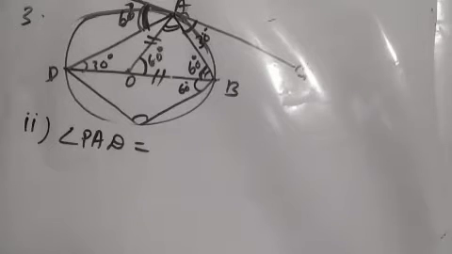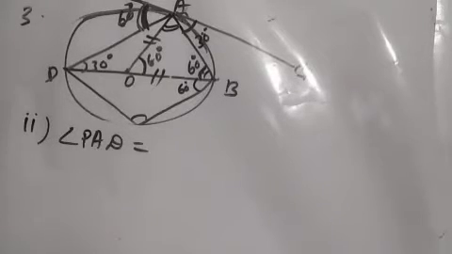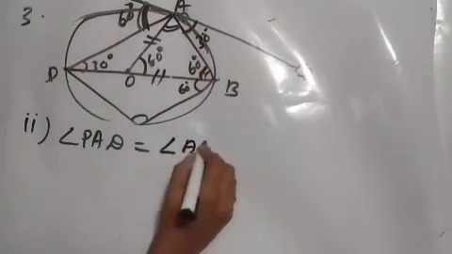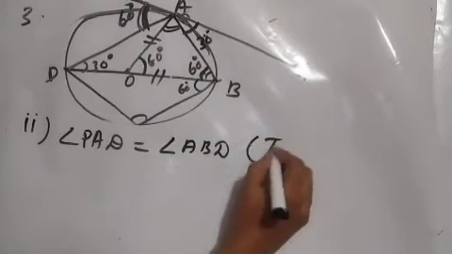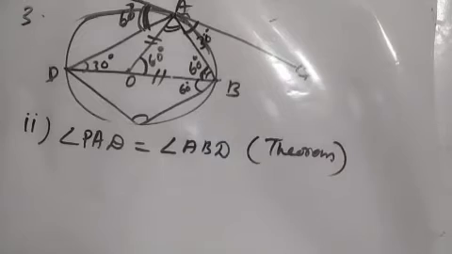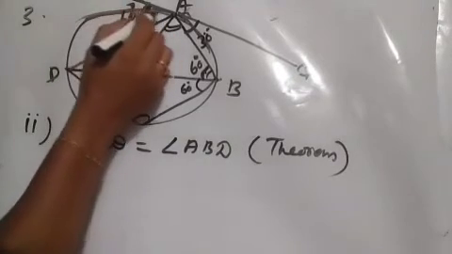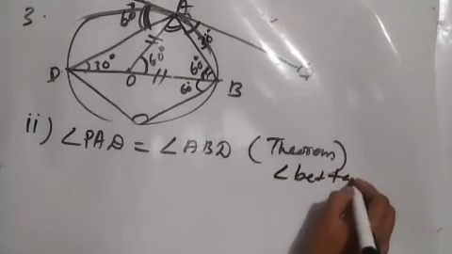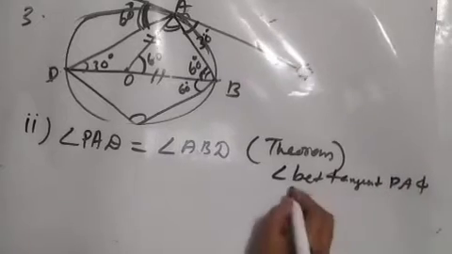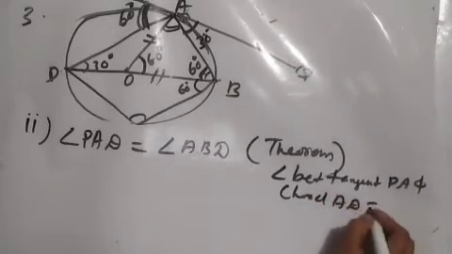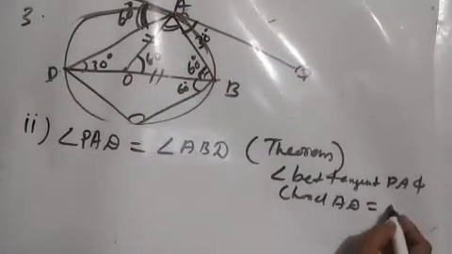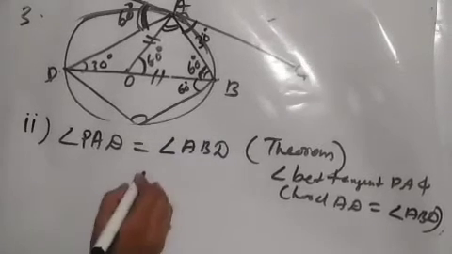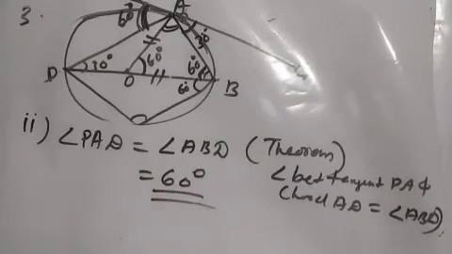That is angle PAD equal to angle in the alternate segment, that is ABD. Theorem. Can you see the statement? Yes, angle between tangent PA and chord AD is equal to angle in the alternate segment, angle ABD. Okay, so that is equal to 60 degree. This we calculate the second portion.